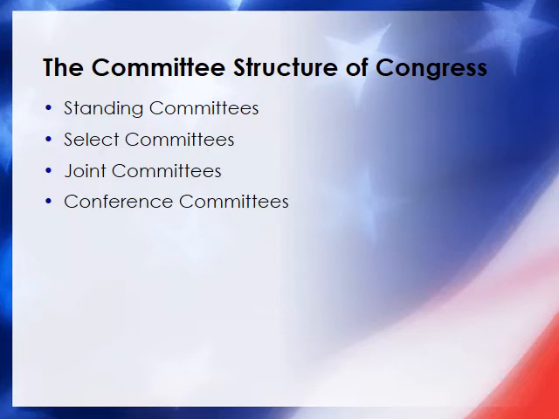Joint committees are committees that have members of both the House and the Senate. And the most powerful form of joint committee is a conference committee. A conference committee is the committee that is formed after a bill comes out of the House and a bill comes out of the Senate, to work out the differences between the two bills. And once they agree on that, they send it back to the two legislative houses for final approval.